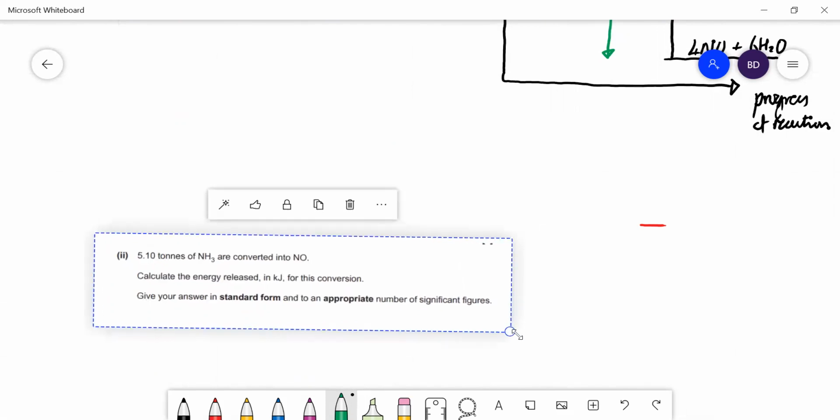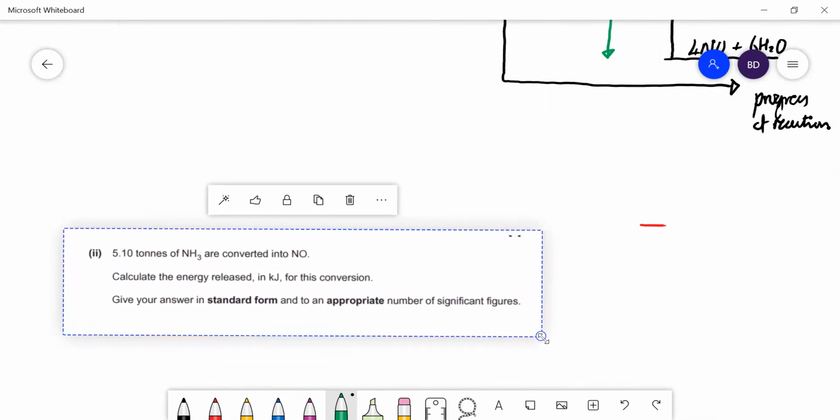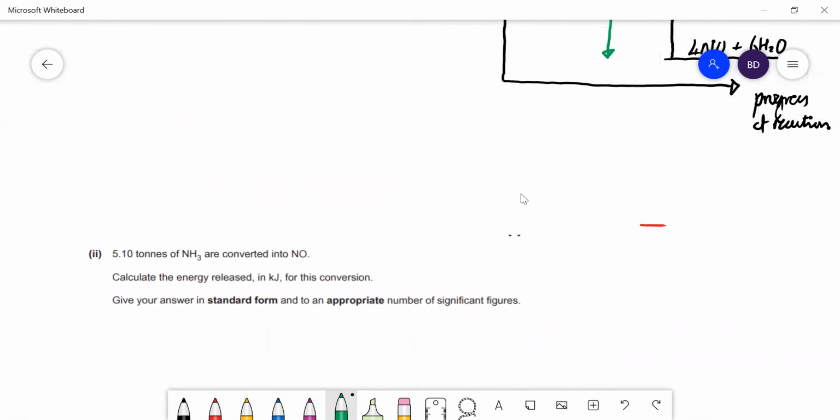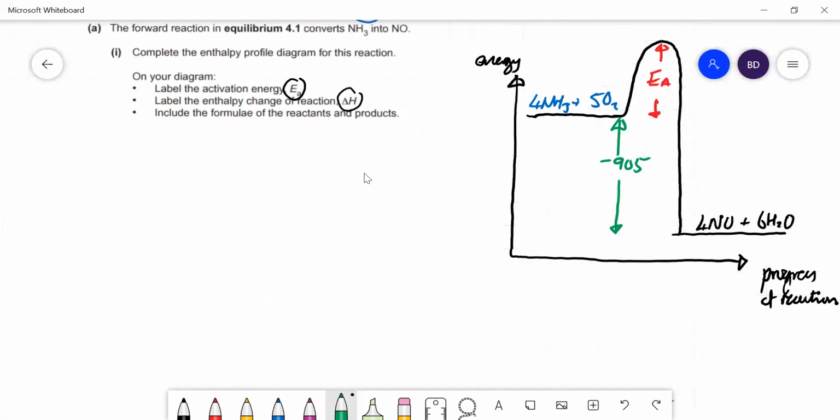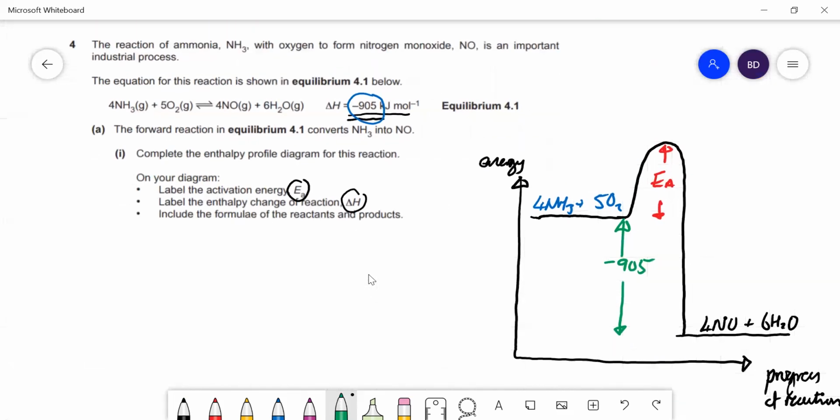I'll make that a bit bigger. 5.10 tons of NH3 are converted to NO. Calculate the energy released in kilojoules for this conversion. Now, I'm going to just paste that. Then we need this equation. I'm going to copy it.